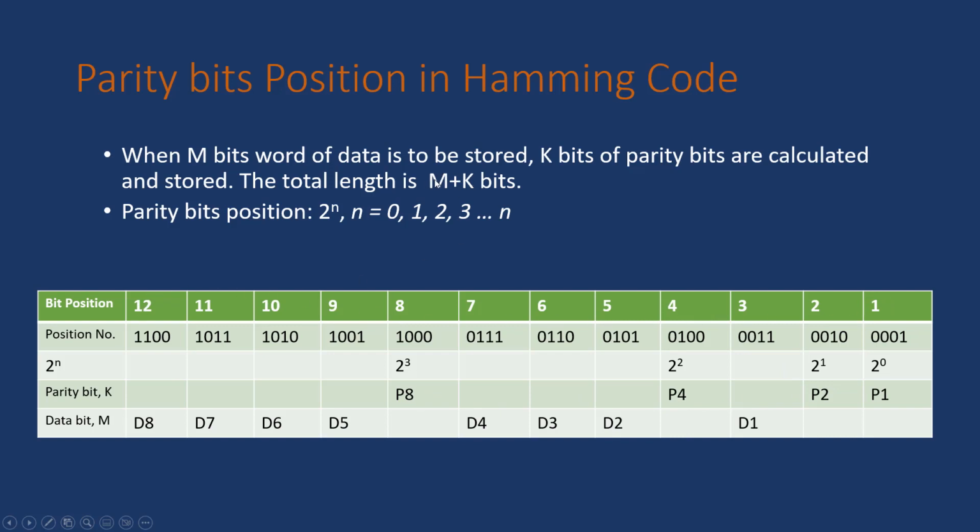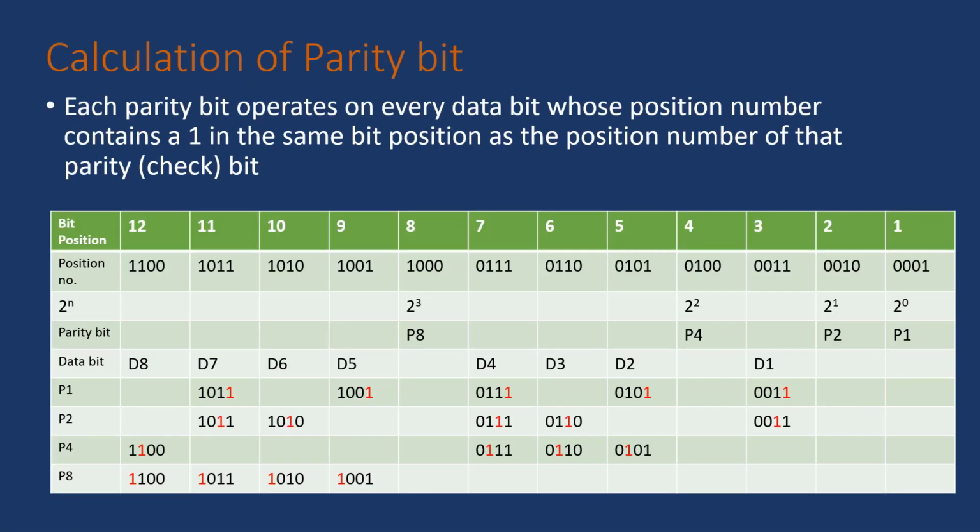So this is m plus k equal to 12, and then we have 8 bits of data and 4 bits of parity. Okay, calculation of the parity bit. Each parity bit operates on every data bit whose position number contains a 1 in the same bit position as the position number of that parity bit. Okay, how do I understand this one?